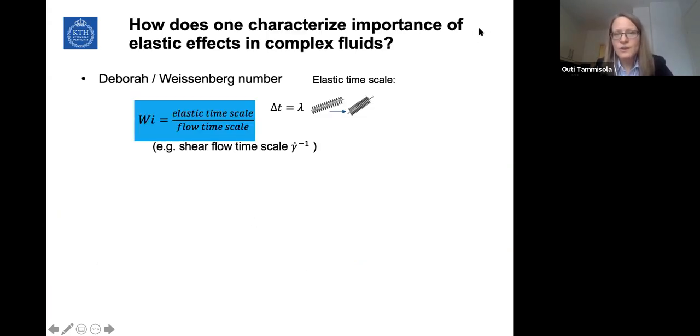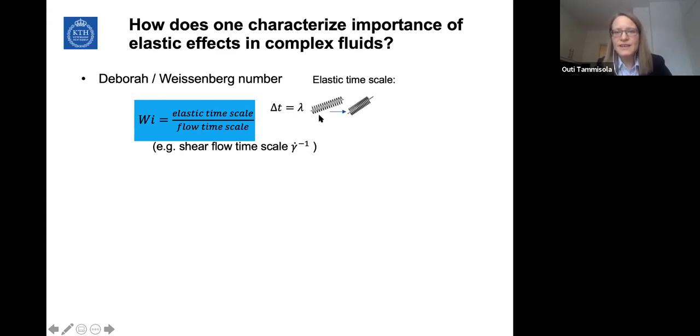Okay, so how can we then include this elastic contribution? One parameter that characterizes the effect of elasticity in flows would be the ratio between the elastic timescale and the flow timescale, which is called a Deborah number or sometimes Weissenberg number. And what does this mean?